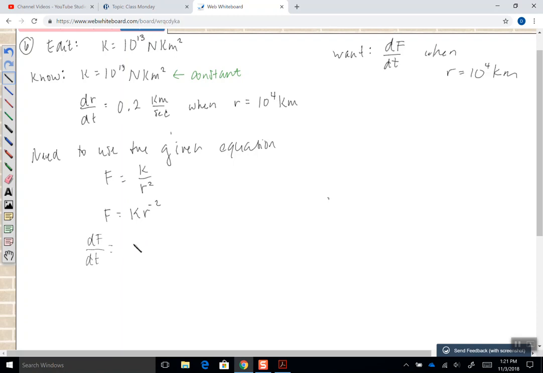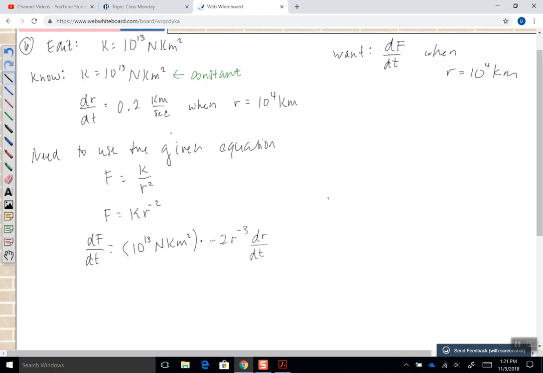All right, k is just a constant and it's actually given to me, so I can go ahead and fill that in. k is given to me as 10 to the 13th Newton kilometers squared. I just filled that in because it's a constant multiple. What I really need to focus on for my derivative taking is the r to the -2. If I take the derivative of the outside of that, I'd have times a -2r to the -3. Now I need the derivative of the inside, which is dr/dt.